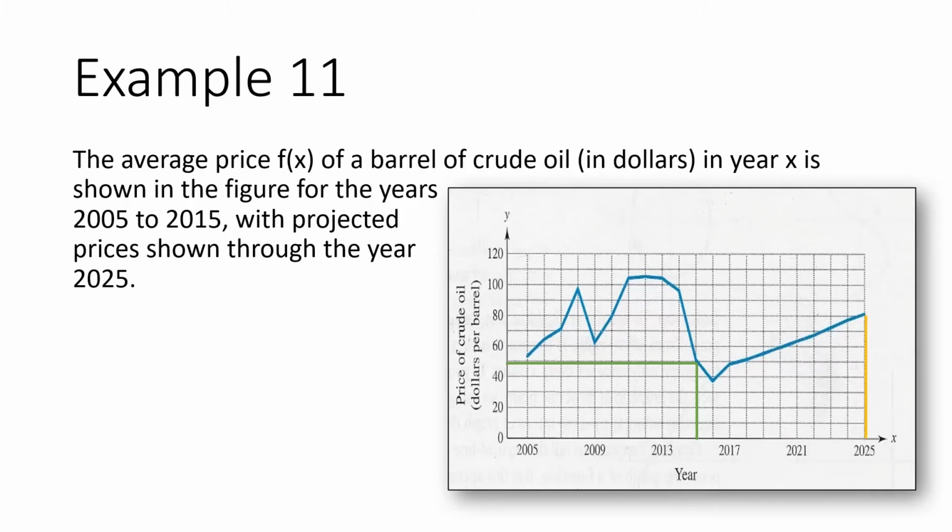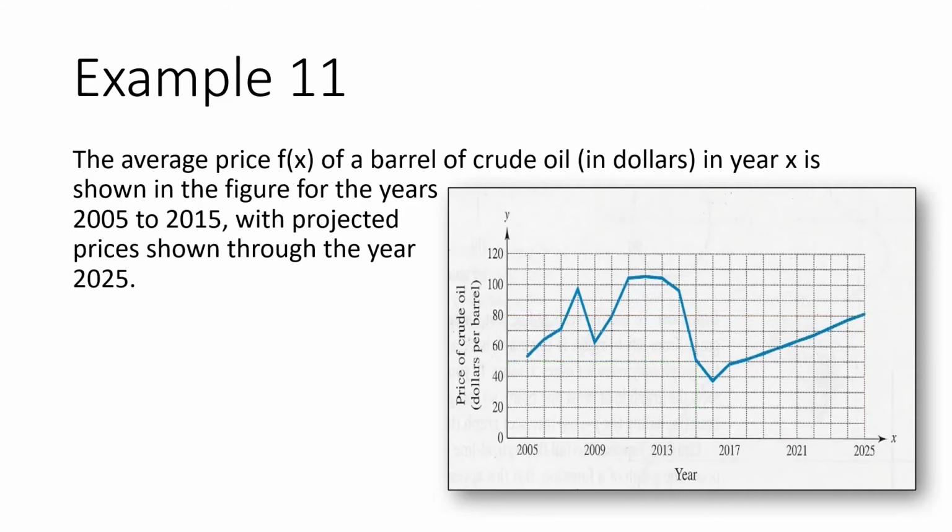For the year 2025, we repeat the process. Draw the vertical line first, and then draw a horizontal line from the end of the vertical line back to the y scale. This shows us that in 2025, the price of crude oil is projected to be about $80 per barrel.